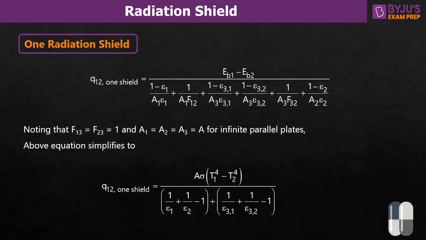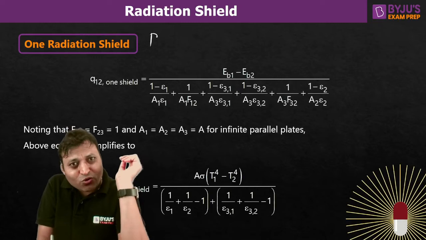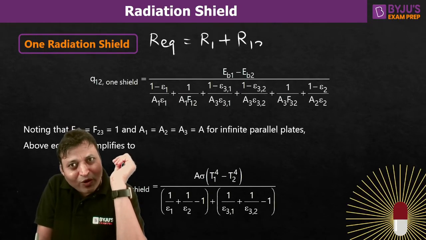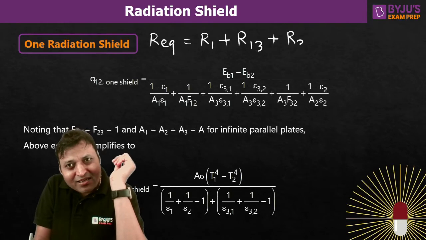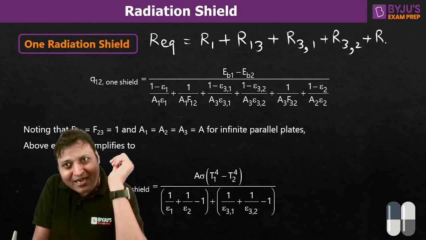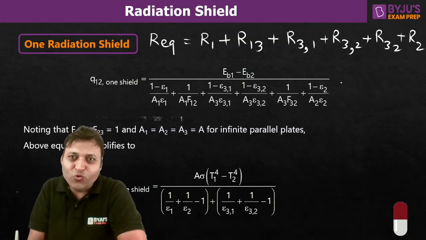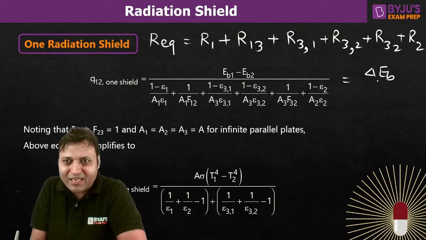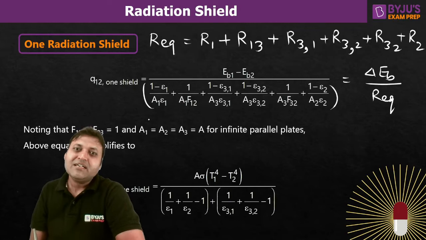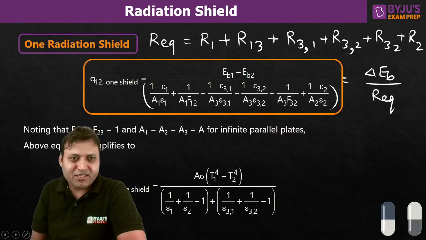So for one shield, we can say R equivalent will be R1 plus R1 to 3 plus R3 towards 1 plus R3 towards 2 plus R3 to 2 plus R2. That is R equivalent, and Q1 to 2 is equal to delta E upon R equivalent. If we write all the parameters, then the expression will be like this. This will be the expression.